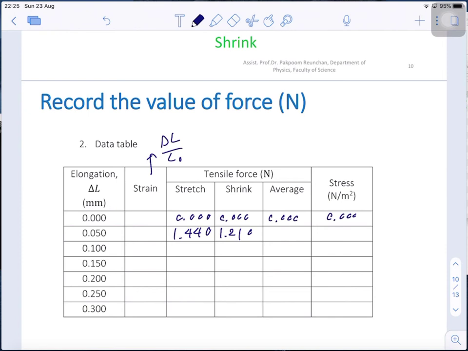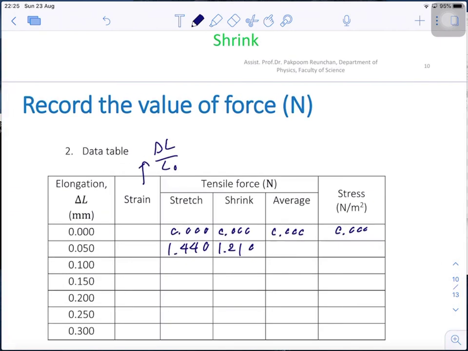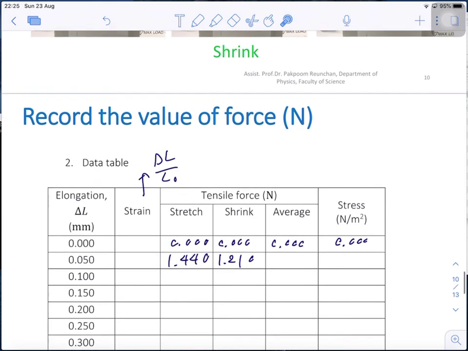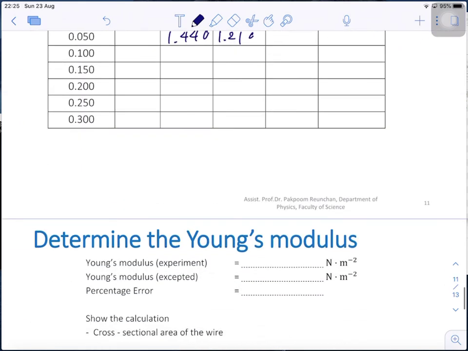Okay, and then you can find the average value for the tensile force for the shrink and stress. Okay, these both values, so you can find the average. And then you can calculate the stress. The stress you can find using F over A. Okay, and it will be in the unit of Newton per meter square, so please be careful about the unit. So you have to calculate the area in the unit of meter square first.